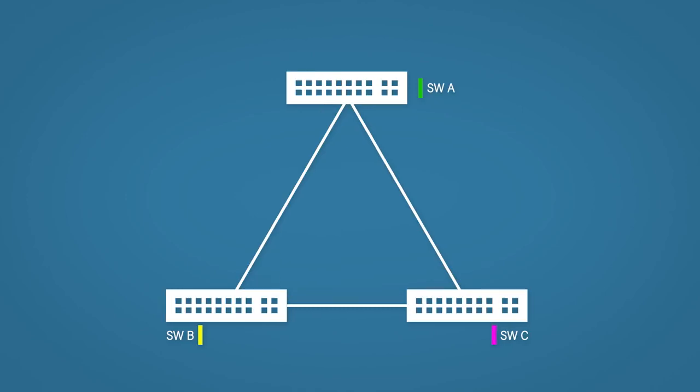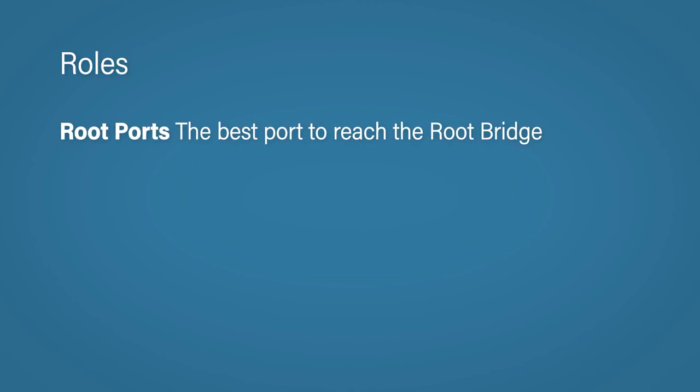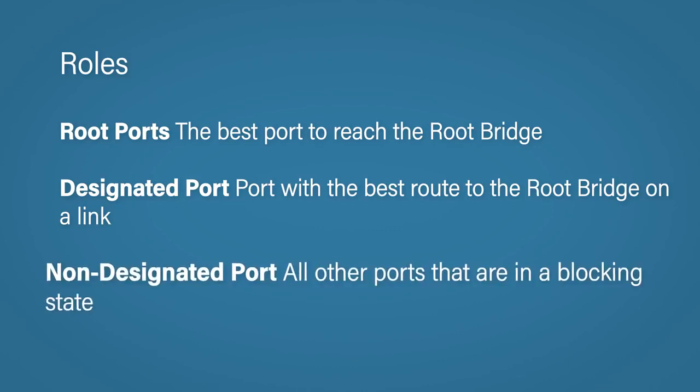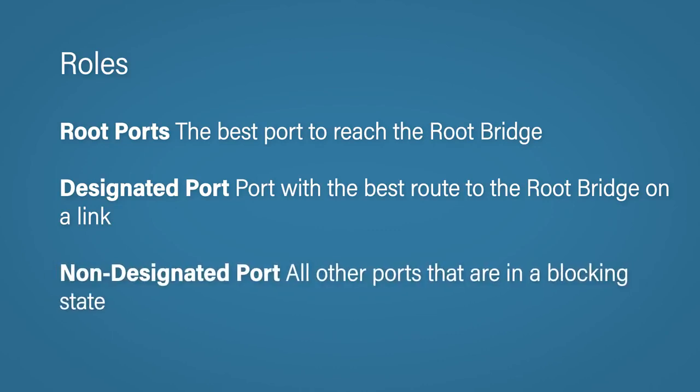First, let's look at roles. Roles define the job of the ports. Root ports. They are the best port to reach the root bridge. Designated ports. These are ports with the best cost to the root bridge on any other link. Non-designated ports are all other ports that are in a blocking state.